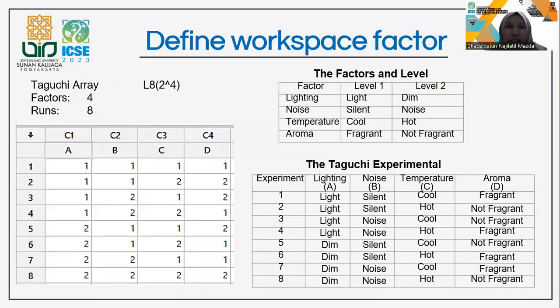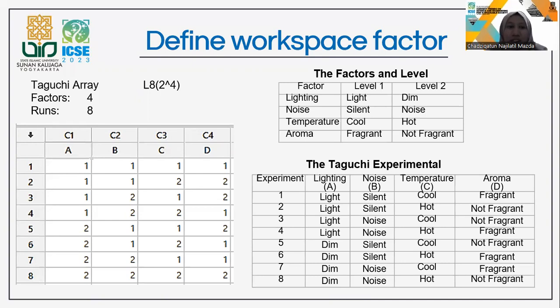This is how we define the workspace factors. We got 4 factors affecting workspace: lighting, noise, temperature, and aroma. Every factor has 2 levels. The factor lighting has levels light and dim. The factor noise has levels silent and noise. The factor temperature has levels cool and hot. And then the factor aroma has levels fragrant and not fragrant.